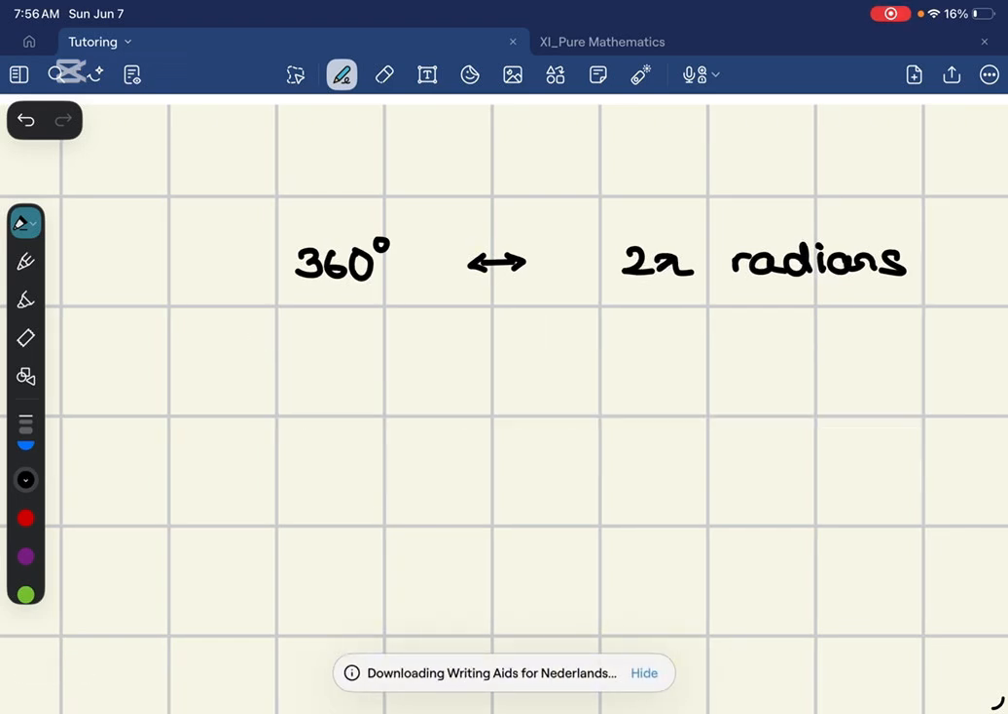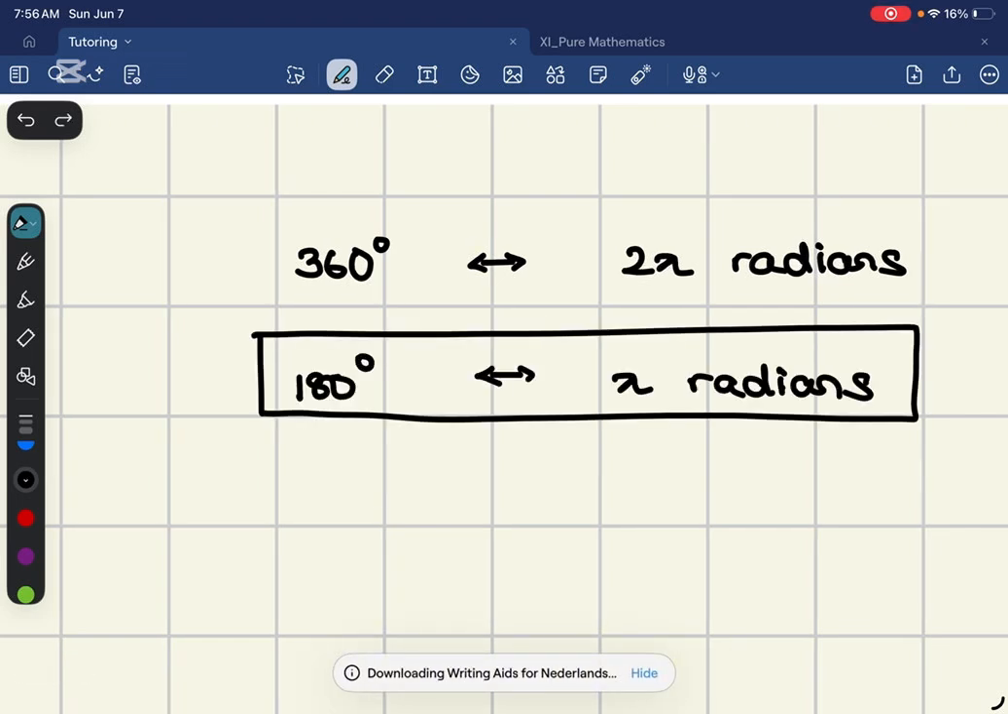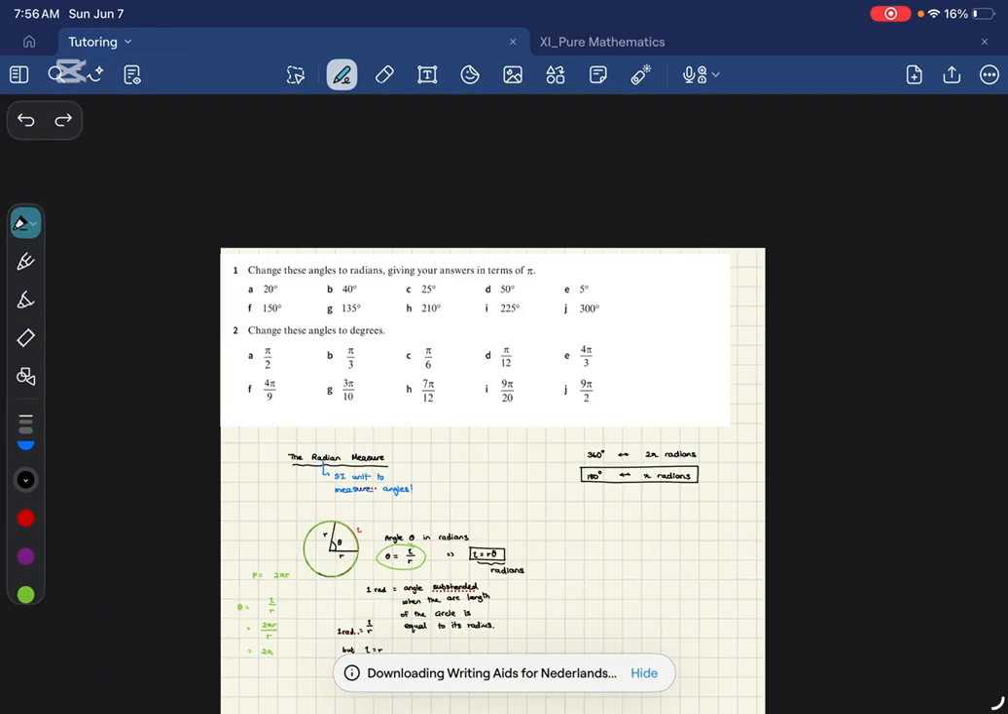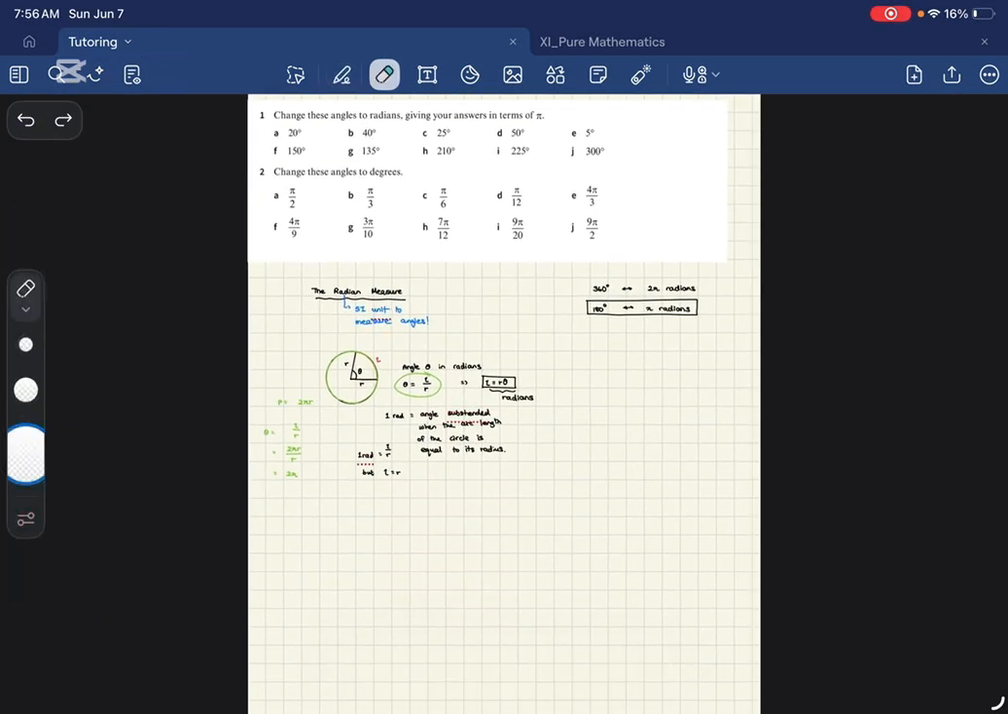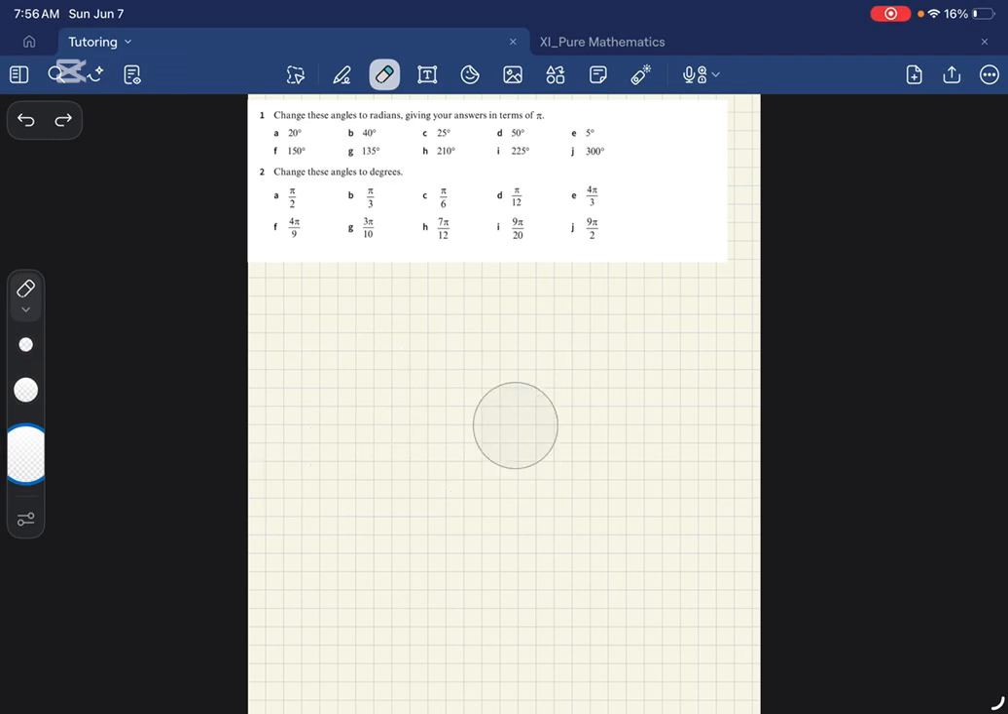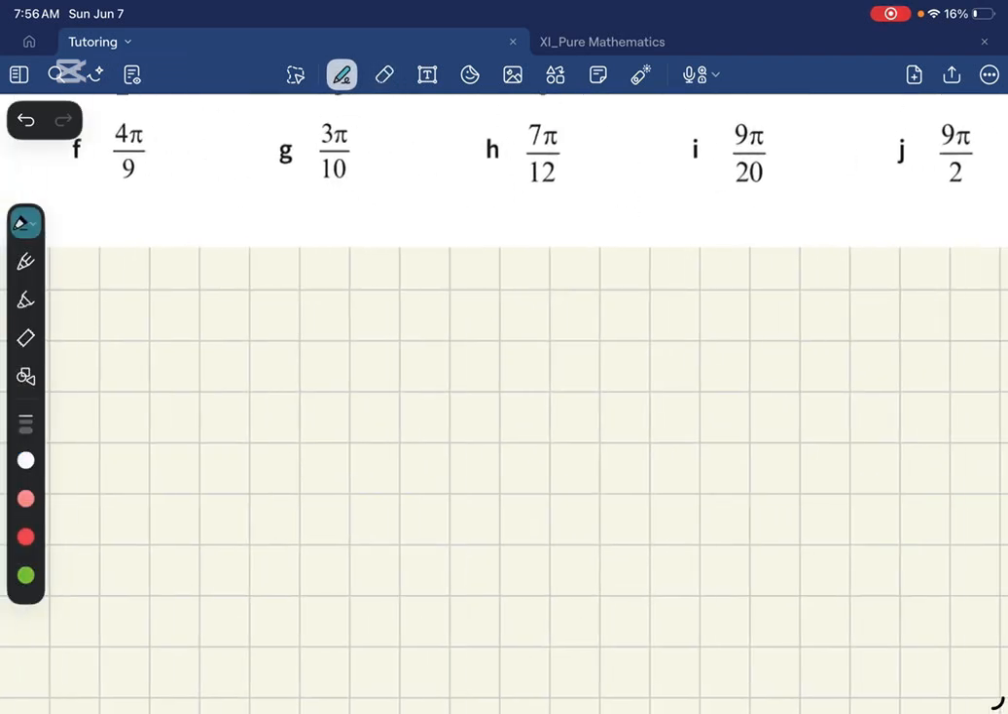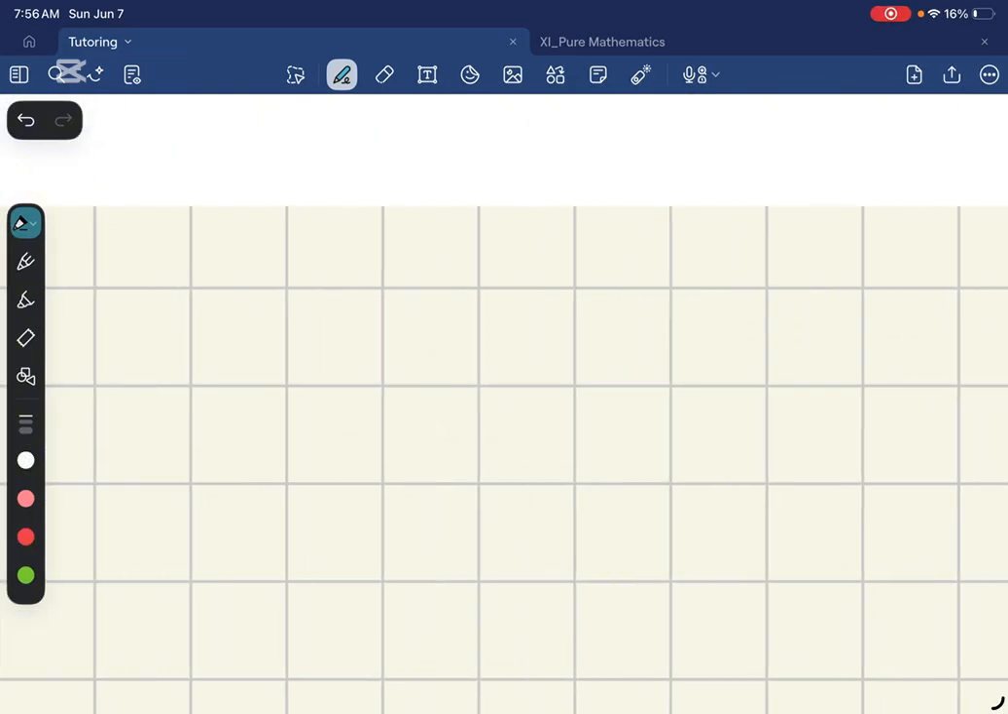180 degrees is pi radians. And that is all that we are going to need to convert. All right. So now that we are done, we can start doing some questions. And it's very, very helpful to know some very basic conversions. So it's very, very helpful to memorize these.